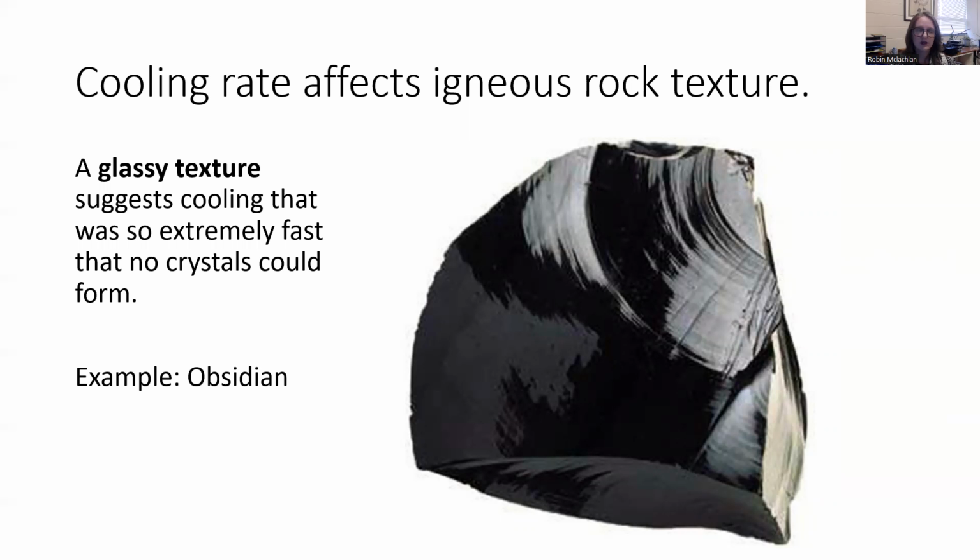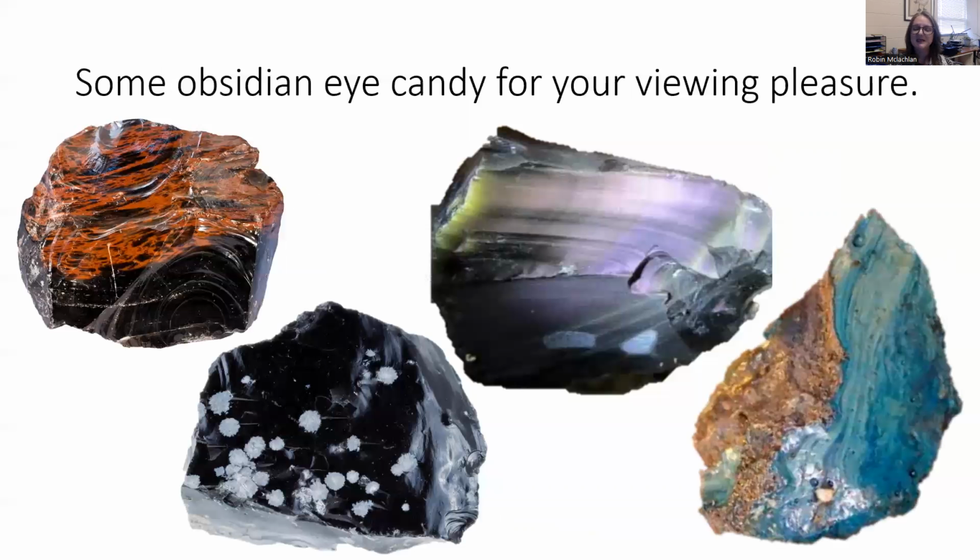And just for your viewing pleasure, because I think it's super cool, obsidian can come in lots of different colors depending on what sort of minerals are incorporated into it. You can get red obsidian, snowflake obsidian, the one with the little white specks on it. You can get rainbow obsidian with all sorts of different colors. This is from the magnetite that's being incorporated into it. You can even get a blue obsidian. It's pretty cool.